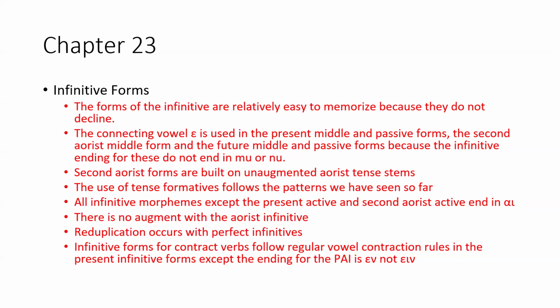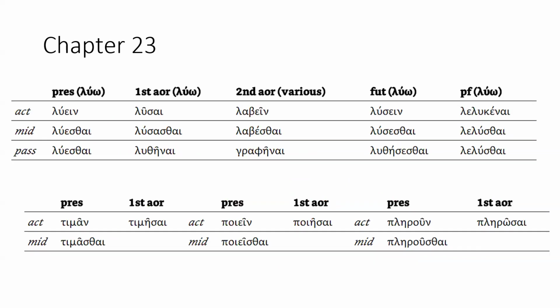All infinitive morphemes except the present active and second aorist active end in I. There is no augment with the aorist infinitive. Reduplication occurs with perfect infinitives. Infinitive forms for contract verbs follow regular vowel contraction rules in the present infinitive forms, except the ending for the present active indicative is N, not ein. So let's take a look at what we're talking about here.